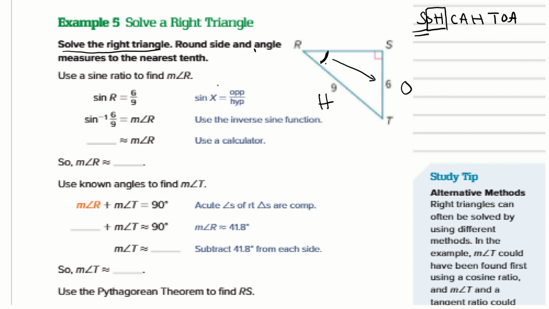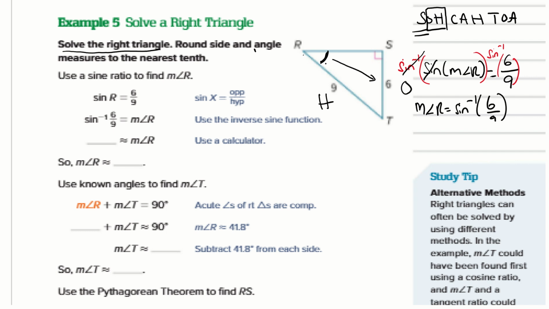So the sine of the measure of angle R is equal to opposite over hypotenuse, which is 6/9. The only way to get rid of sine is to do the sine inverse on both sides, and that cancels it out. So the measure of angle R equals the inverse sine of 6/9. Doing that on the calculator gives you 41.8 degrees for the angle.